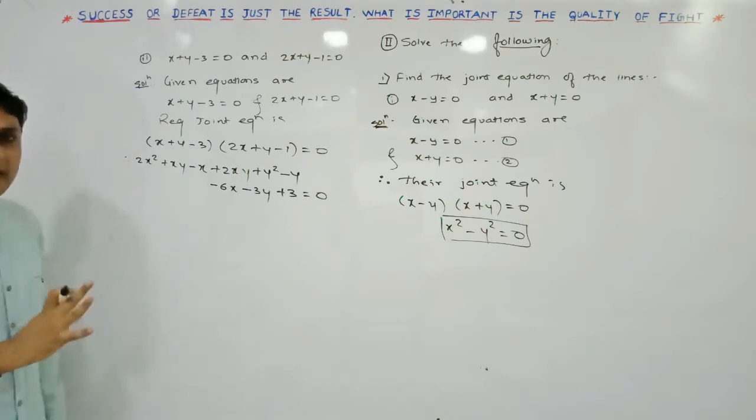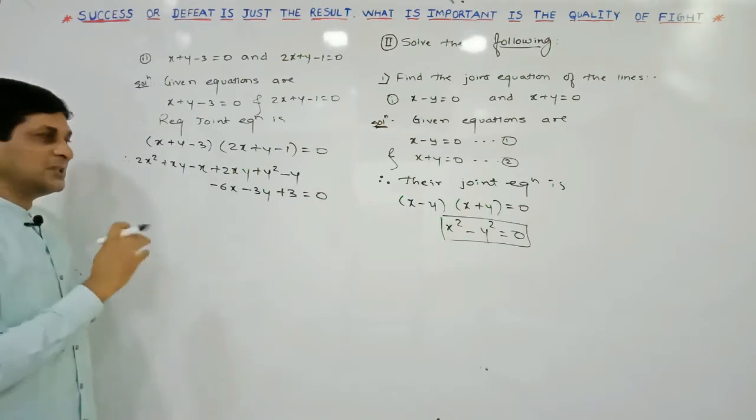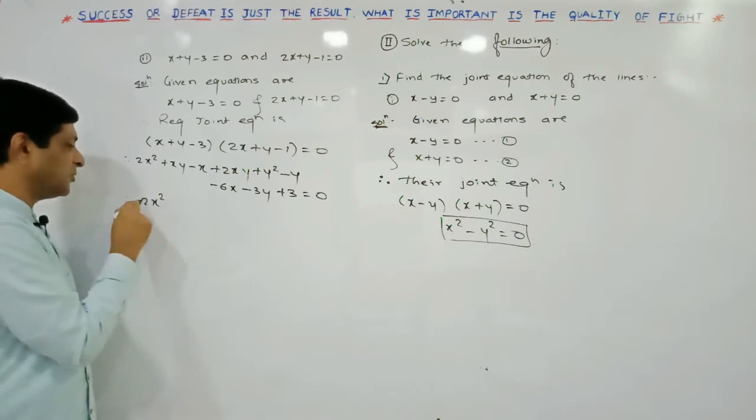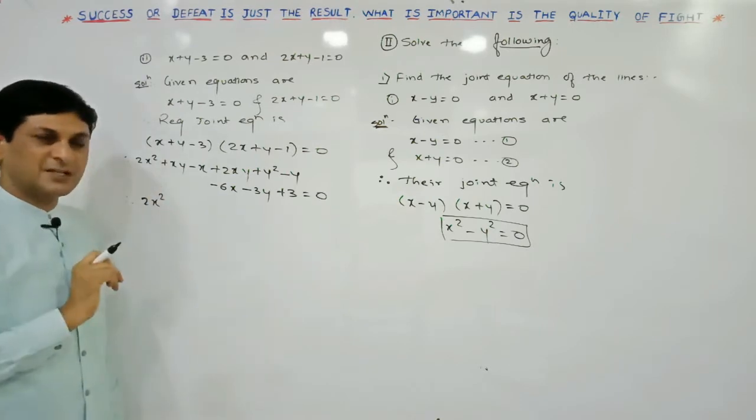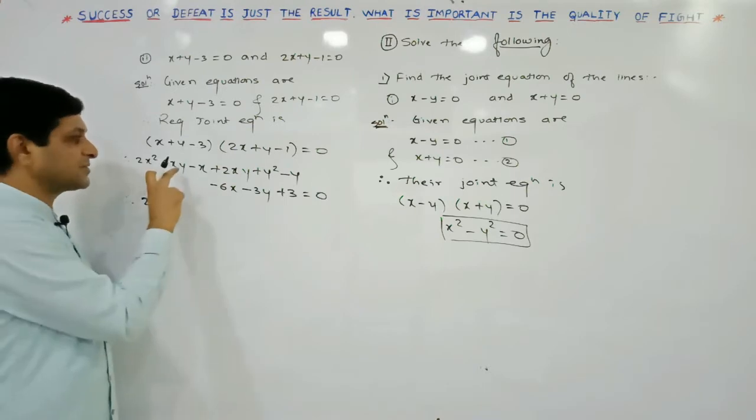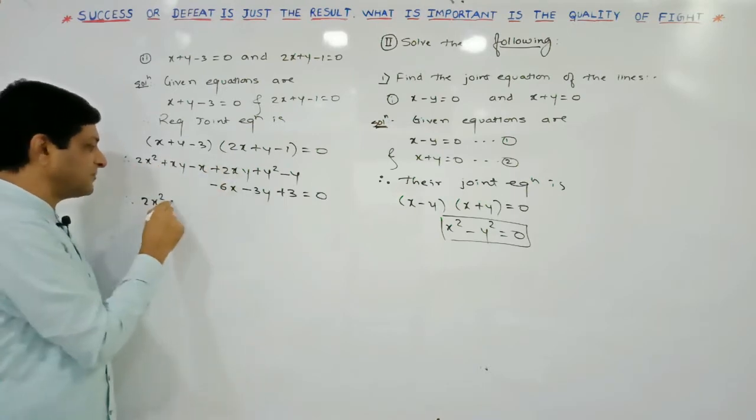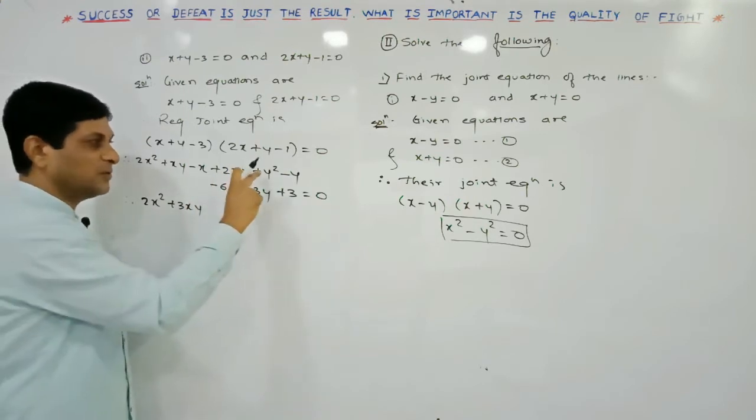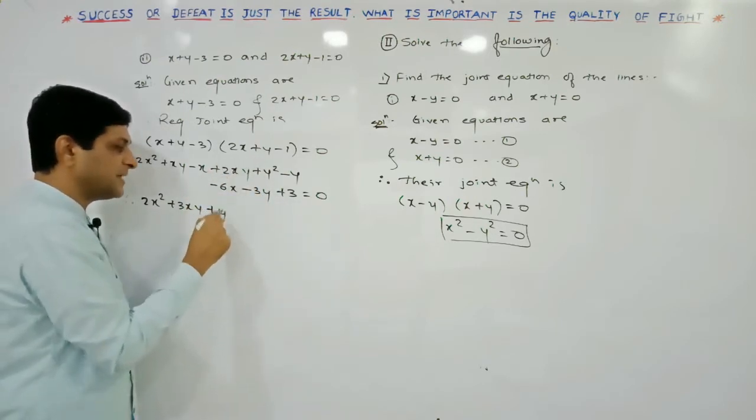Once the multiplication is taken, then write down the equation in standard form. Means first write down the term of x square. Only one term of x square appears in this equation. Then collect the terms of xy. 2xy plus xy will be equal to 3xy. Then collect the terms of y square. Only one term of y square is there, plus y square.